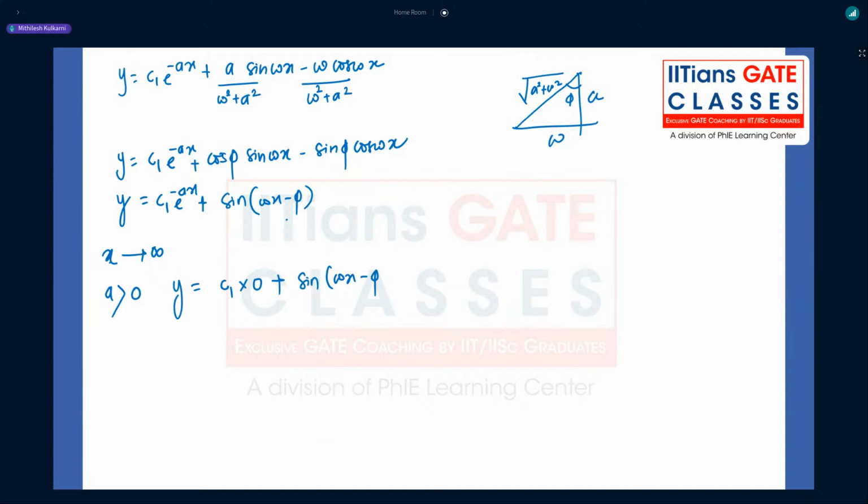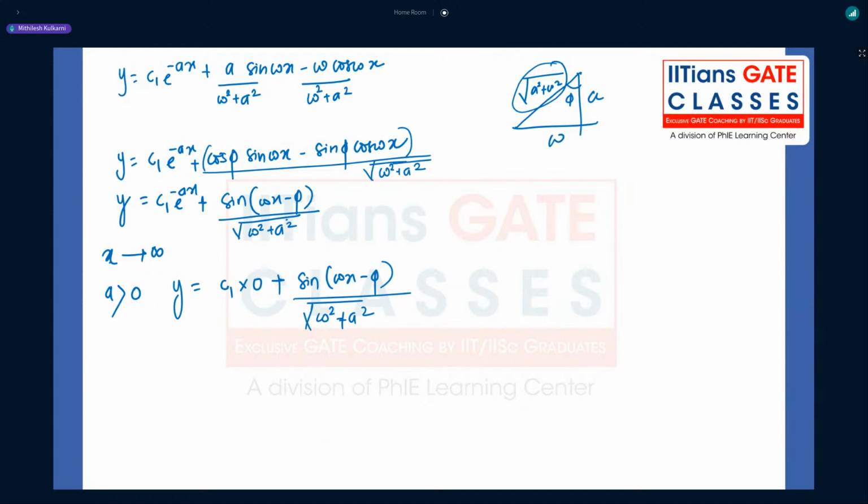Just one more term I forgot to write here is divided by under root of omega square plus a square. Because this is the hypotenuse, not the square of it, right? So it should be under root of omega square plus a square. So now how the solution will look is C1 into 0 plus sine of omega x minus phi divided by under root of omega square plus a square.